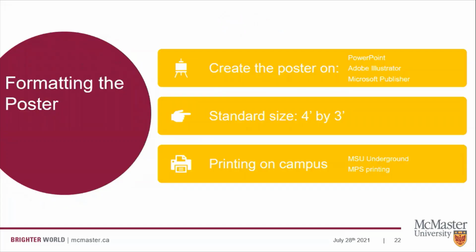So to format your poster and to make your poster itself, you can consider using software like PowerPoint, Adobe Illustrator, or Microsoft Publisher. A standard poster size is 4 feet by 3 feet, either in a landscape or portrait format. And then after you've designed your poster, you can get it printed on campus. There are options like the MSU Underground and MPS printing services. And you could even go off campus to something like Staples to print your poster if necessary.